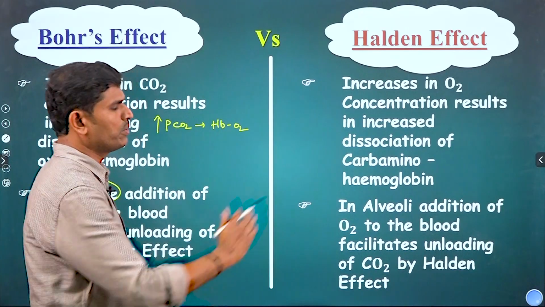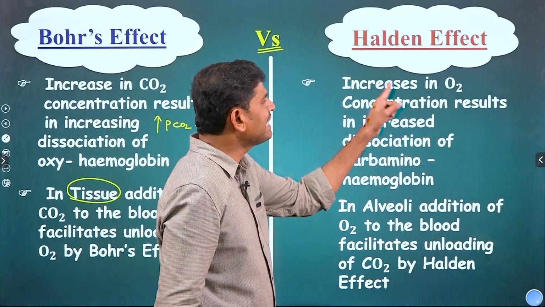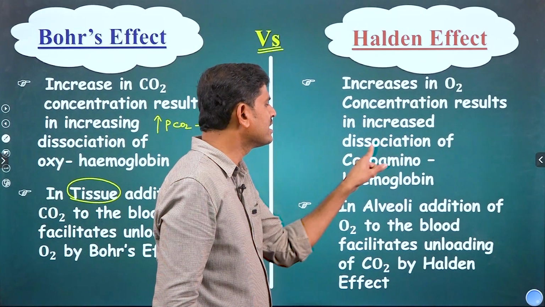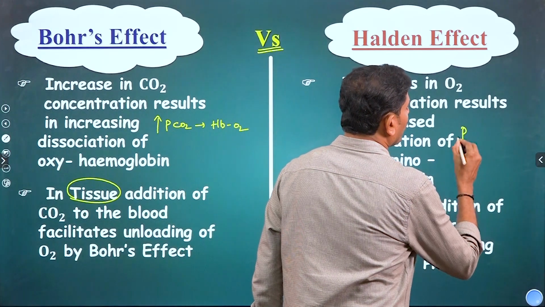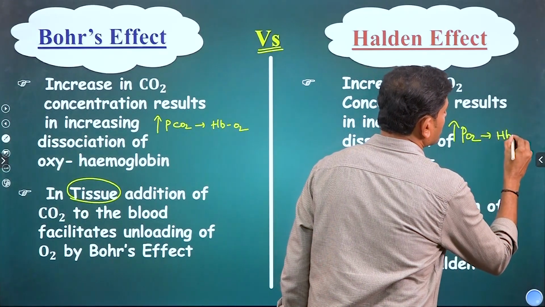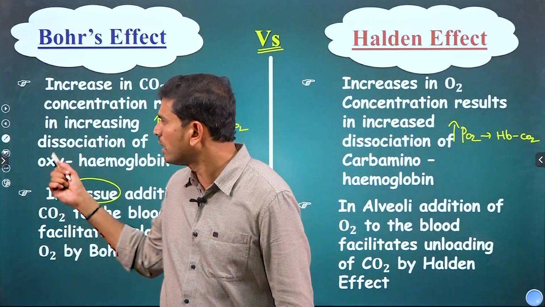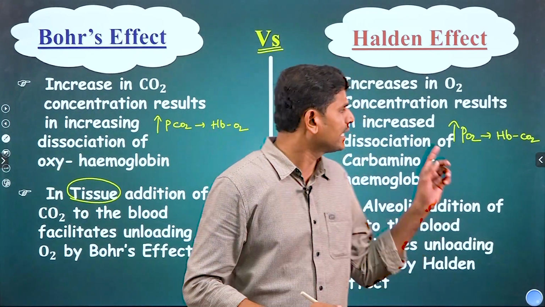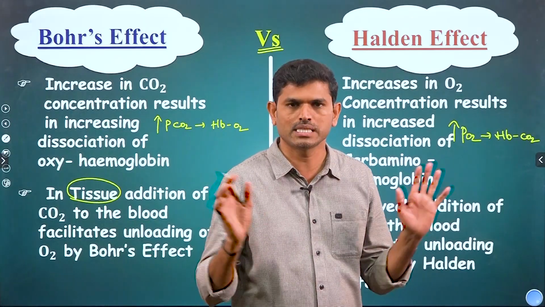And in the Haldane effect it is the opposite, vice versa. What do we say in the Haldane effect? An increase in O2 concentration results in increased dissociation of carbaminohemoglobin. So here PO2 is increased, then it favors the dissociation of HbCO2, carbaminohemoglobin. Here it was said increased PCO2 can dissociate HbO2; here increased O2 can dissociate HbCO2. This is the main difference.